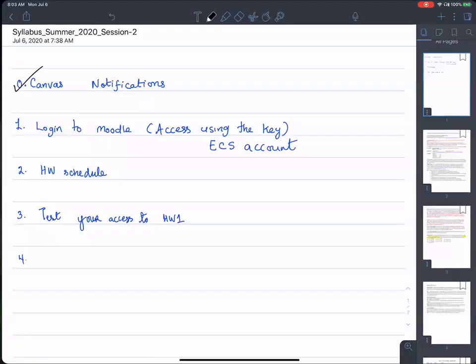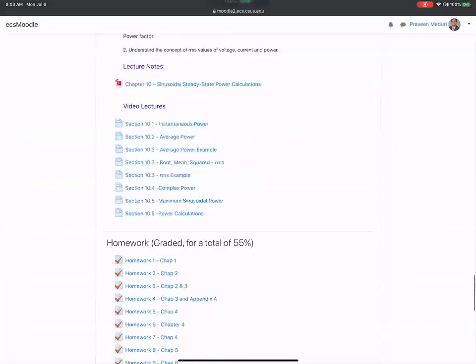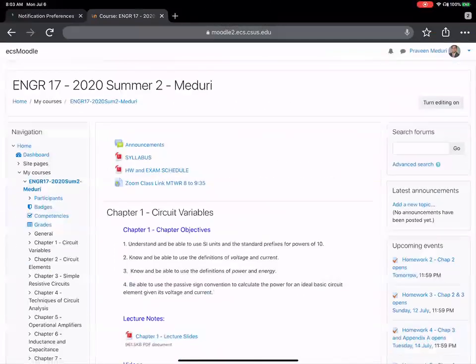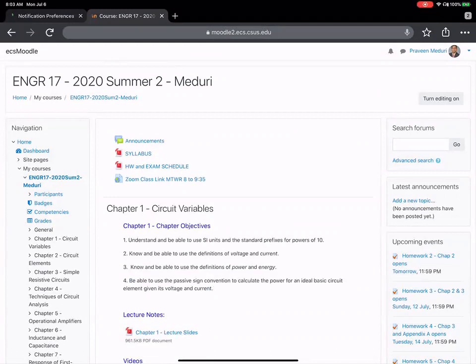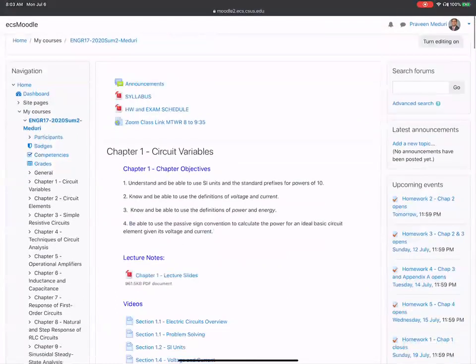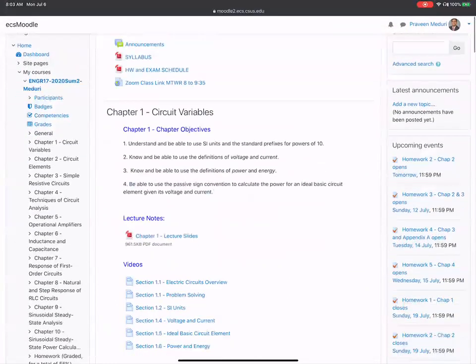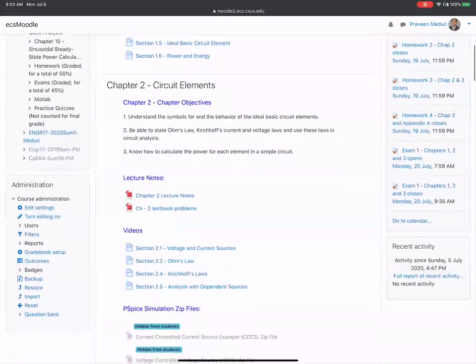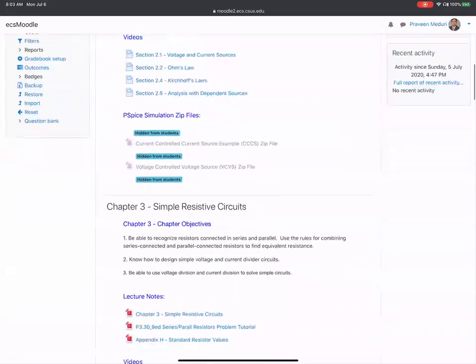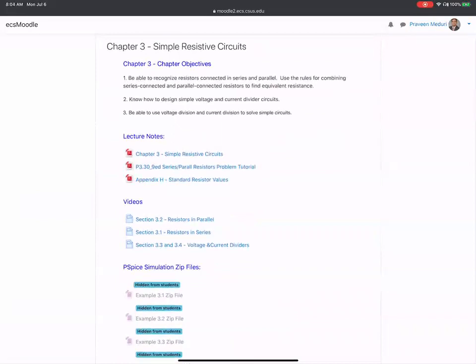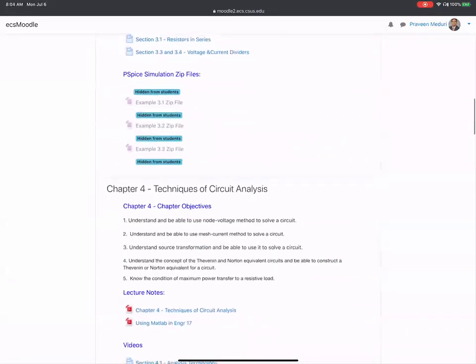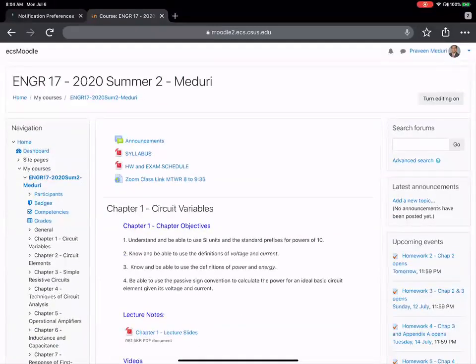The next really important thing you want to do is to log into Moodle. Canvas is the platform that I use mainly for communicating. Most of the course material itself is hosted on Moodle. Moodle is the main platform where the material, exams, notes, YouTube videos, just about every relevant course material is available. Even your homeworks and exams are going to be online and on Moodle. So the first thing you want to do is to make sure you enroll into the Engineering 17 course on Moodle. Your enrollment to Canvas was automatic. Your enrollment to Moodle is not.